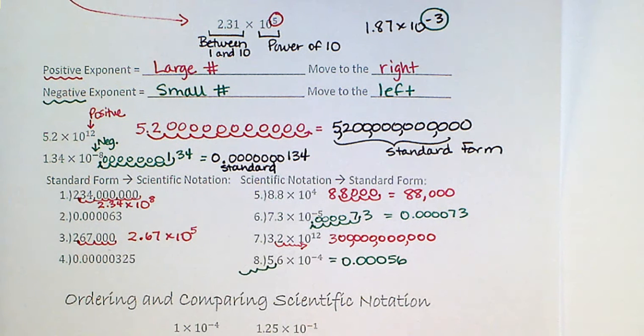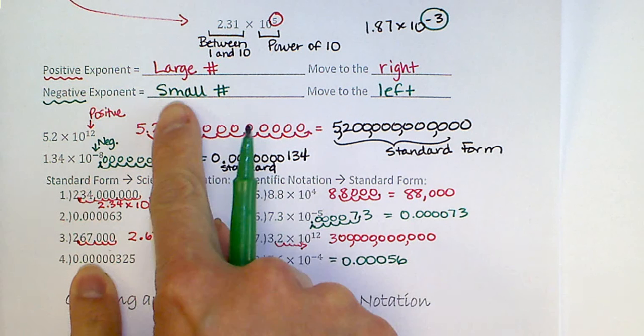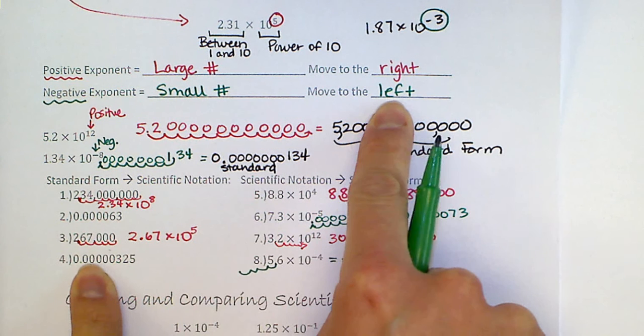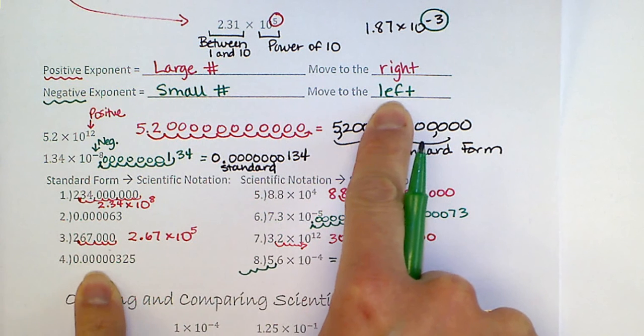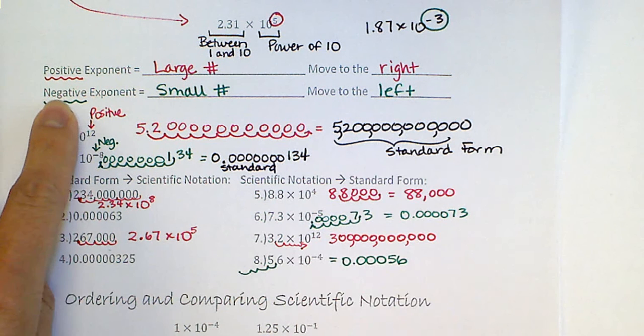Now, when you have really little numbers, like number 2 and number 4, that's when this is going to be a small number. We're moving to the left. And just be careful, you have to put your exponent as a negative.